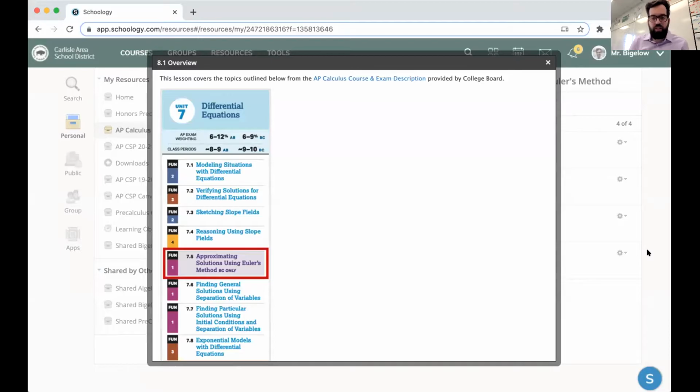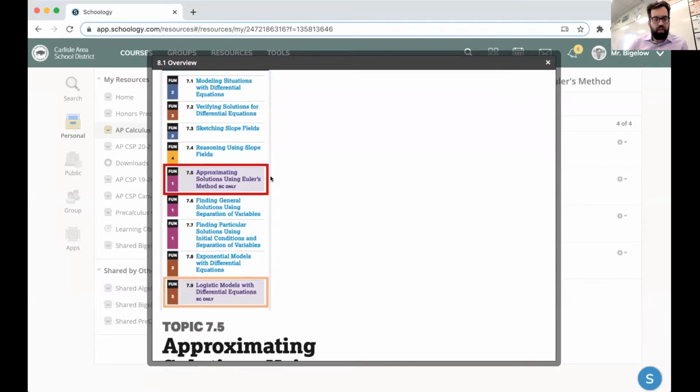Unit 8 is a pretty short unit. We are finished with almost everything in AP Calculus BC. The only things that we have left are two lessons from College Board's Unit 7 on differential equations. So we're going to cover those over the course of what we're going to call 3 different lessons in our short unit, and that's going to cover approximating solutions using Euler's method and logistic models with differential equations.